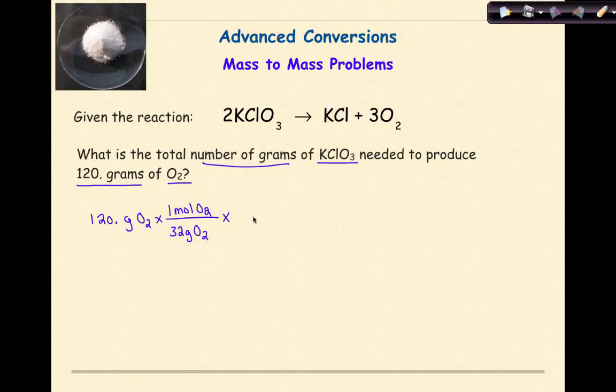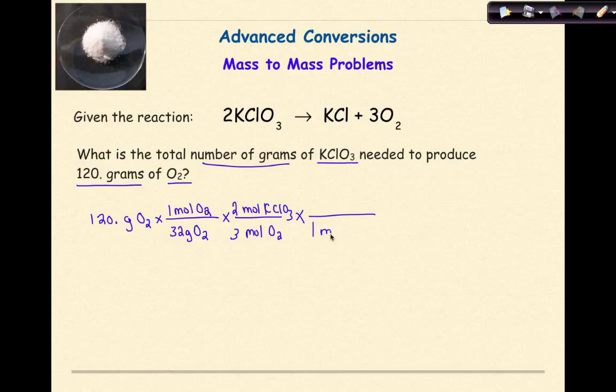All right, now I'm in moles of O2, but I don't want moles of O2. Ultimately, I want KClO3. So this middle step, yet again, will be a mole-to-mole problem. So moles of O2 to moles of KClO3, and then I look up at my balanced equation. The number in front of the KClO3 is 2, the number in front of the O2 is 3, and now I'm in moles of KClO3. But I don't want moles of KClO3. They specifically ask for grams, which is mass.